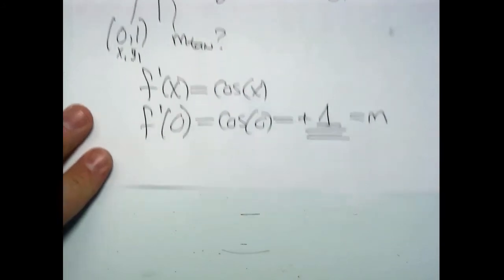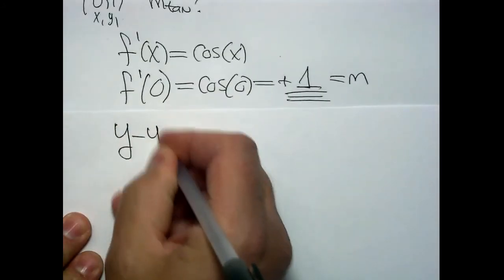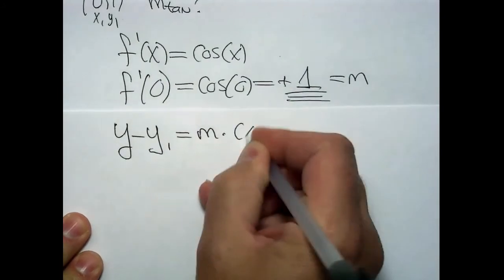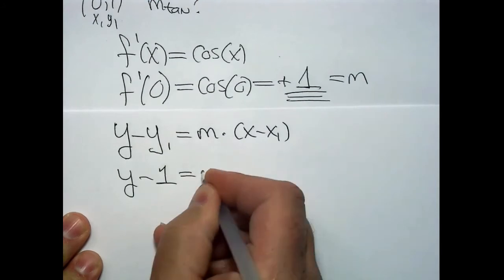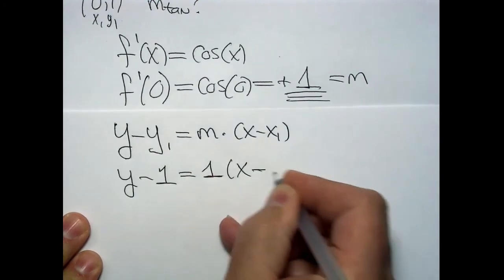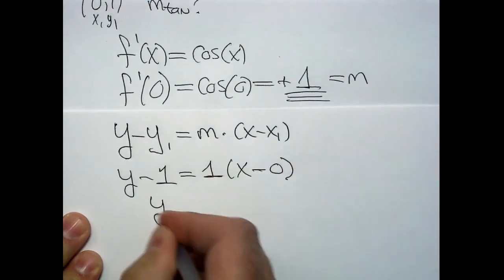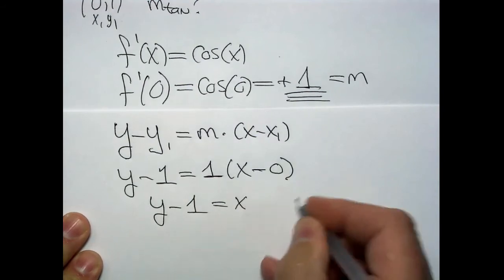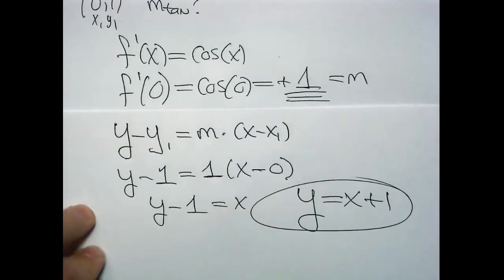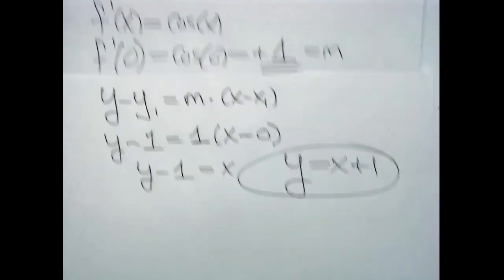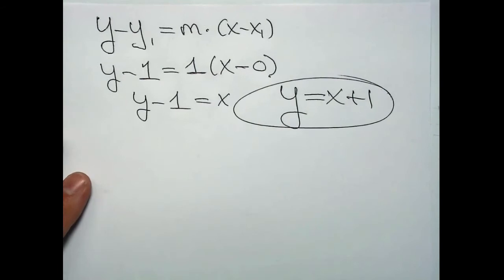Now, if you know a point on a line, and you know a slope on a line, we've got this magic formula called point-slope form that will tell us exactly the equation of that line. So y minus y1 is slope times x minus x1. y minus 1 equals x, or y equals x plus 1. Now, the original function was this.